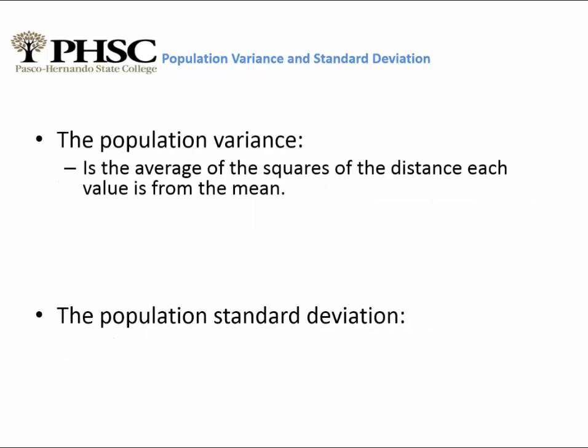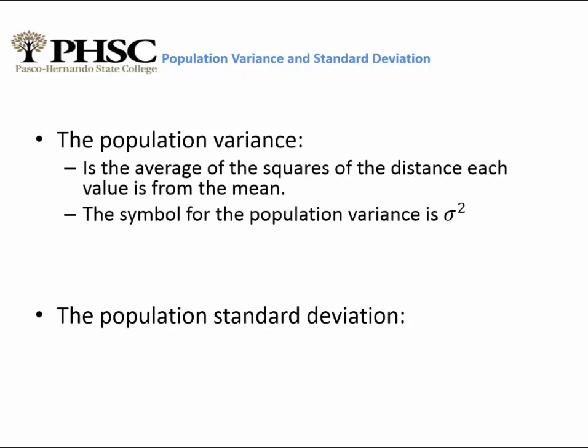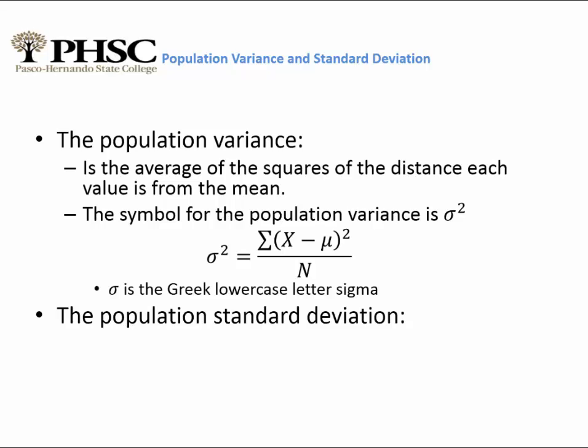The first thing is the population variance. The population variance is simply the average of the squares of the distance each value is from the mean. We find the mean of the data, and then the variance gives you an idea of the distance of each particular data point from the actual data set mean. The symbol for population variance is sigma squared, and the formula is sigma squared is equal to the summation of x minus mu squared divided by n. So each data point minus the mean, squared, and that summation divided by n. And sigma is just the lowercase letter sigma.